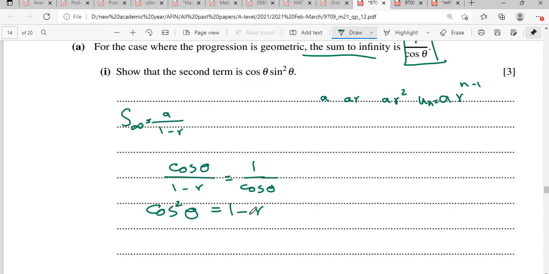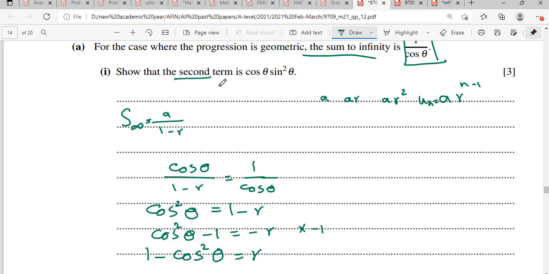Then in order to make R the subject, we send this one to the other side. Cosine squared theta minus 1 equals negative R. R is not the subject because it's negative, so we multiply everything by negative 1. Then it will be negative cosine squared theta and positive 1. It's fine to write negative cosine squared theta plus 1, but it's better to write it like this. Then R is 1 minus cosine squared theta.